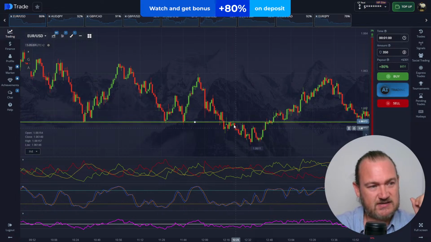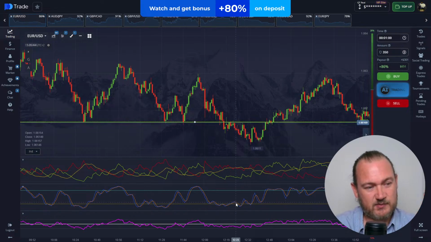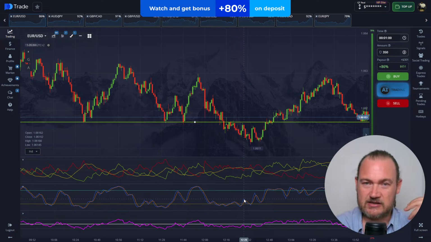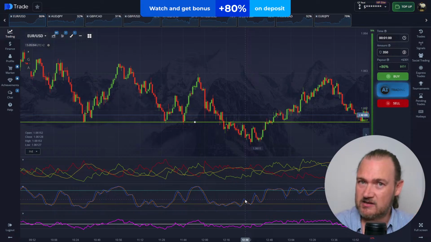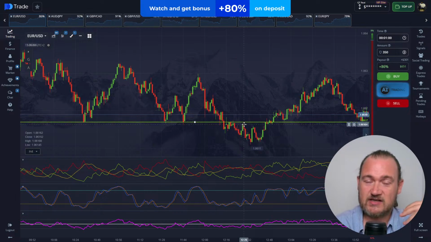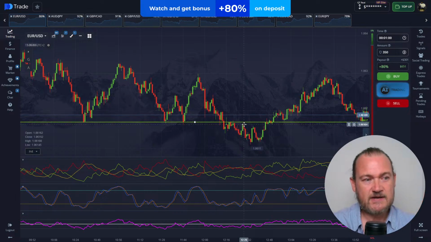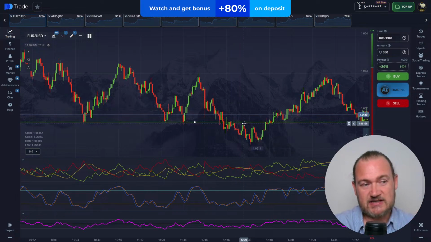If we look at the stochastic, when price did the first retrace, we can see that the stochastic made a little bump here. And when it did the second retest and failed, the stochastic made a little bit of a higher high before it turned down, but price did not make a higher high. So that's hidden bearish divergence, which is a continuation signal. And then this would be a sell trade for us.